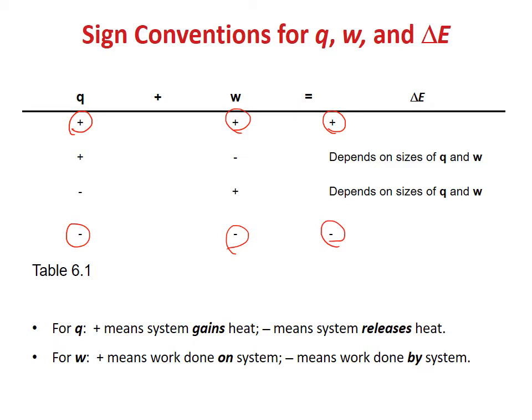The combination of these two decreases internal energy, giving you a negative delta E. Suppose the system absorbs heat, a positive Q, but at the same time the system does work on the surroundings, giving you a negative W. Then the internal energy may increase or may decrease, depending on the size of Q and W. Similarly, if a system releases heat but the surroundings do work on the system, a positive W, then again the sign of delta E depends on the size of Q and W.